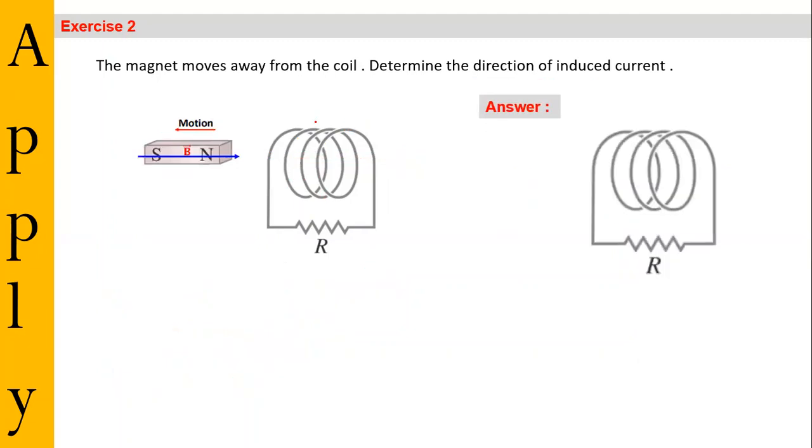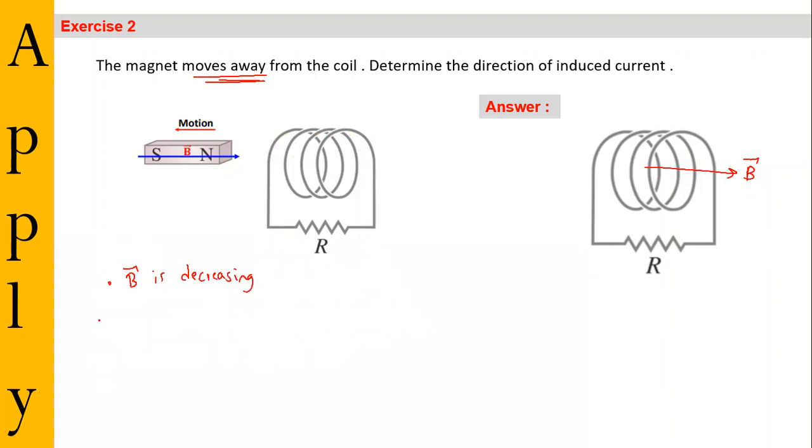Another example: if the magnet now moves away from the coil, what will happen? If it moves away, this is B. If I want to write it first, who's the variable? B now is decreasing. Why is it decreasing? Since I'm moving away.